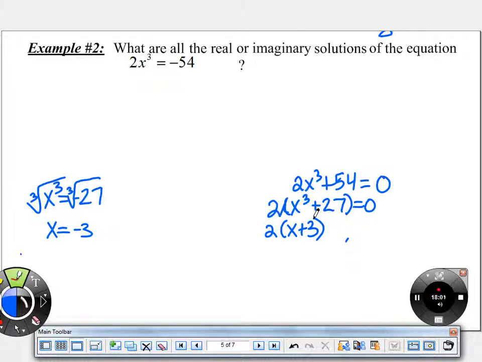Okay? What is special about x cubed and 27? They are both perfect cubes. Therefore, what we are staring at when we're looking at x cubed plus 27 is a sum of cubes. So look at your pattern for your sum of cubes. Okay?